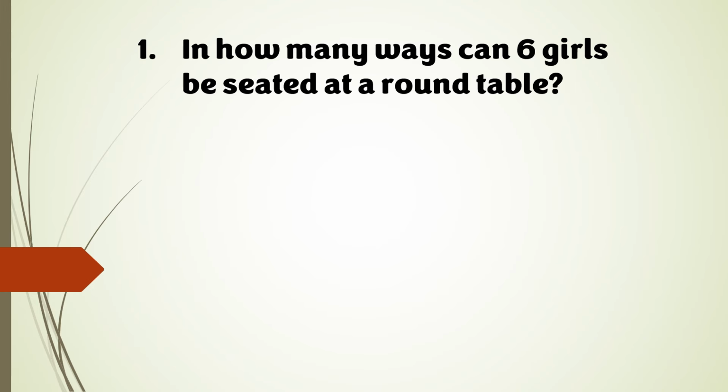Let's have example number 1. In how many ways can 6 girls be seated at a round table? So here we have the clue word, which is round table. Therefore, this problem involves circular permutation. First, we're going to determine the value of n. The value of n is 6 because there are 6 girls and they will be seated at a round table.